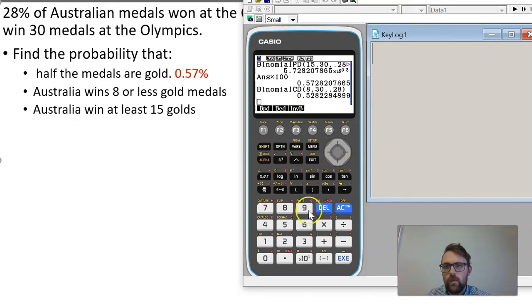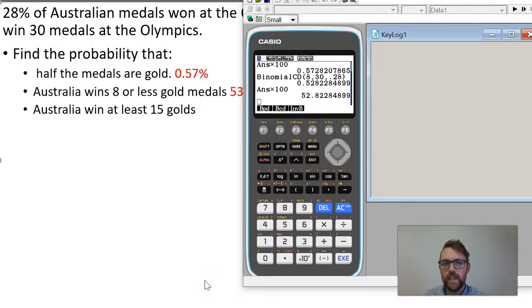All right, so 0.5. If I multiply that by 100, it will give me my percentage. So that's 52.8, or we can call that 53%. So it's 53% likely that Australia wins 8 or less gold medals. So more than likely that's going to happen.